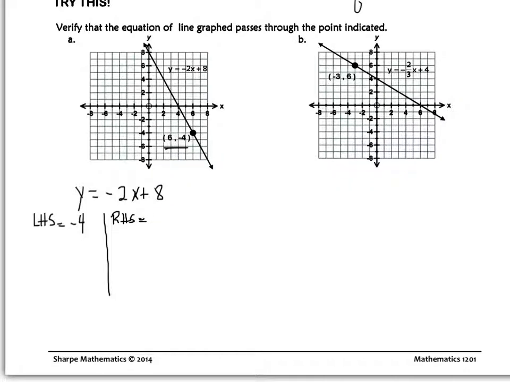equals -2 times the x-coordinate, 6, plus 8 in your equation. Work that out, you get -12 plus 8, which is -4. So therefore, since the left-hand side equals the right-hand side, that is a point on the line.